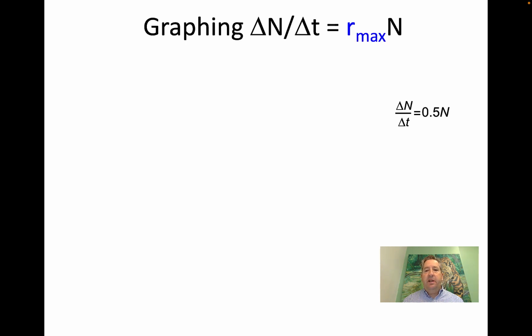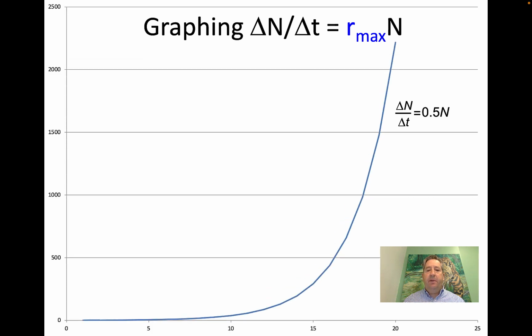So let's look at this here. We're going to do population growth with R max times N, and let's take a look at what the curve is going to look like. So here we have an R max of 0.5. And if we look, the population will go up at an ever increasing rate because each time it increases, you're multiplying 0.5 times a larger number to get the next year's population growth. So that is what exponential growth looks like.